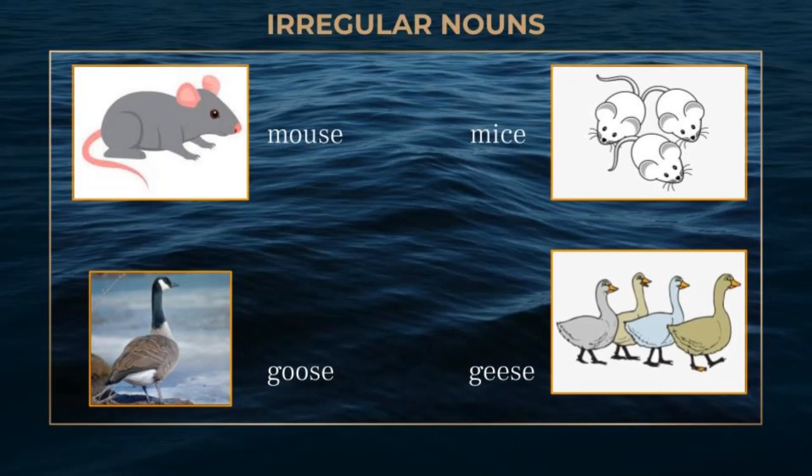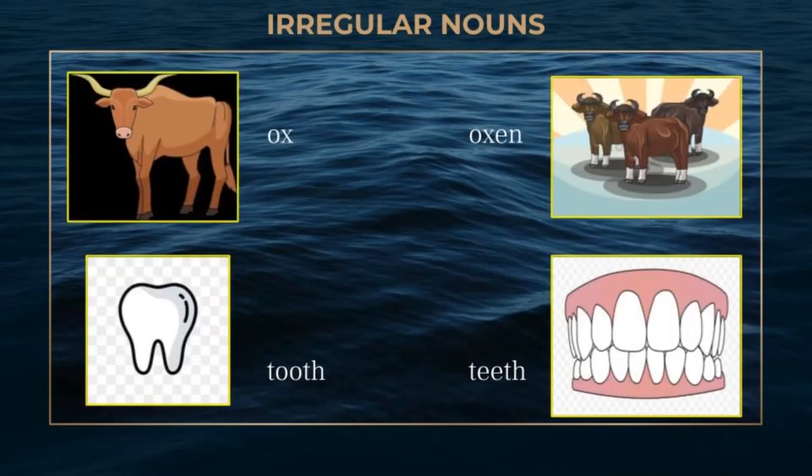Geese. Students, mouse is a singular noun. Mice is the plural form. The singular noun is mouse. The plural form of mouse is mice. And the next example is goose. Goose is a singular noun and the plural form of goose is geese. Students, let's move to the next example.